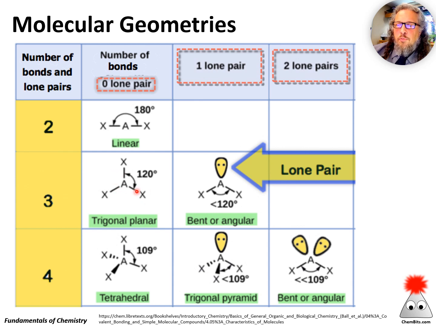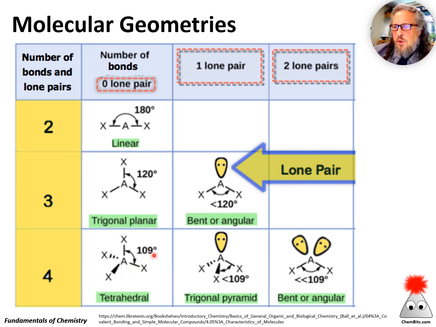For my trigonal planar, I now have a lone pair that doesn't count in the molecular geometry, so we would call this molecular geometry bent or angular. Similarly with tetrahedral, if we change one of those to a lone pair, this is now a trigonal pyramid. 2 lone pairs will give us a bent or angular shape based on tetrahedral electronic geometry.